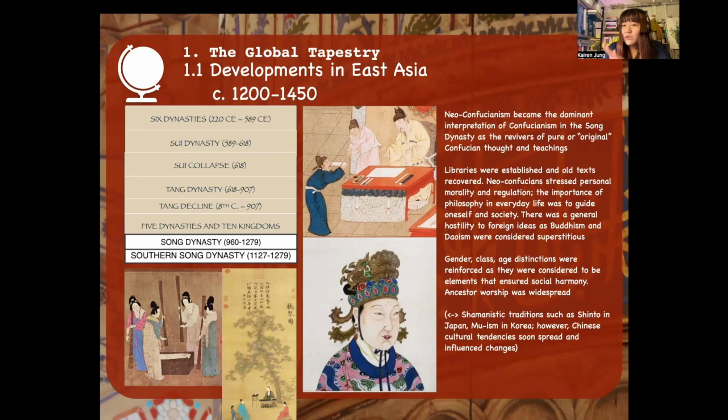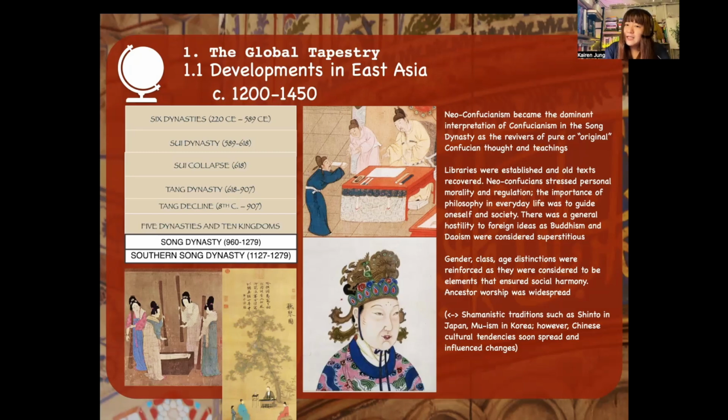And what does Neo-Confucianism stress most importantly? Personal morality and regulation. The importance of philosophy is pragmatic in nature. They're not thinking about, does God exist? They're thinking about the pragmatic everyday relationships between people, and how to harmonize your own life and the moral codes that guide society and fuse it into harmony.